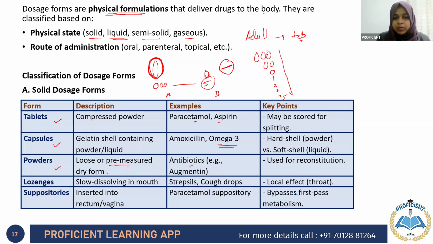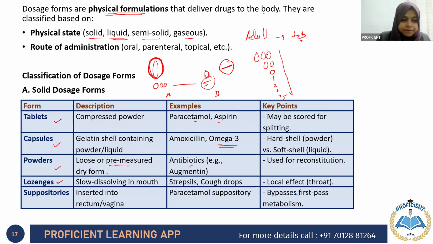You should not swallow it. What you have to do, you have to suck on it. We keep it in the mouth and suck on it, and the drug is released from there slowly. It's hard in nature. You have seen the Strepsils? Yes, ma'am. So it gives you a local action on the throat. The inflammation and all goes when you use lozenges, okay, lozenges.